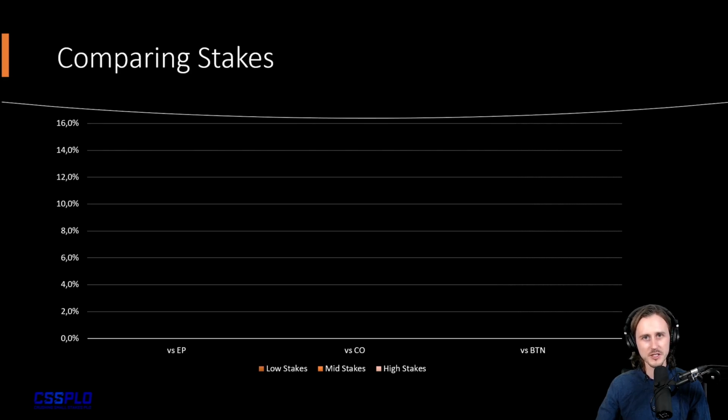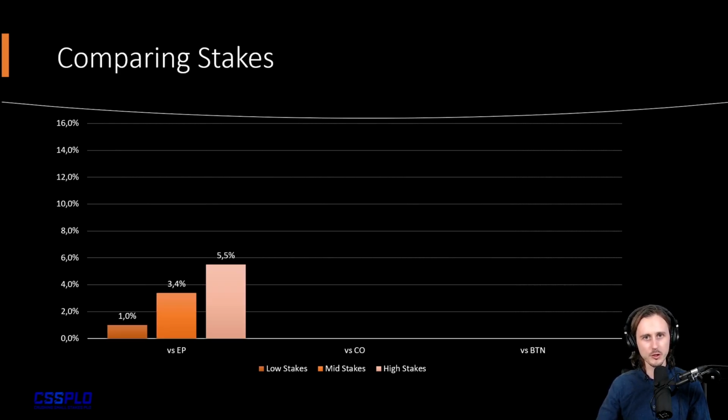Let's compare the stakes. So low stakes, mid stakes versus high stakes. Here you see the hands we should cold call from the small blind versus early position RFI ranges.